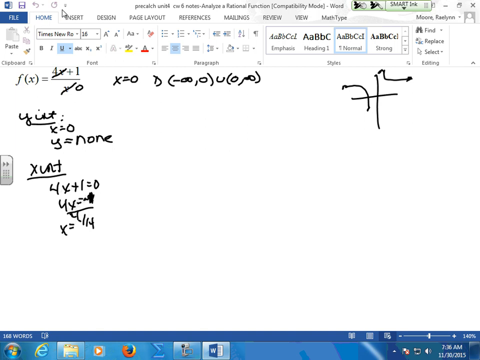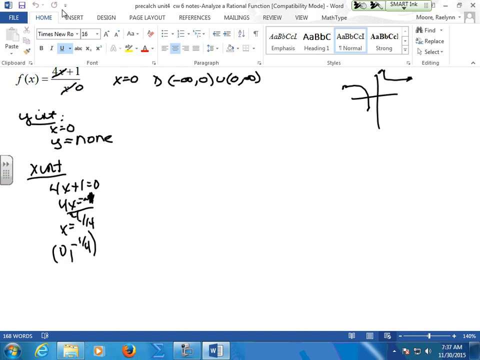And does that make sense? Does it look like it could possibly pass through that point? So that's good. We've got your x-intercept, and no y-intercept. Okay, so next step. We're going to factor and reduce. Can we factor this?